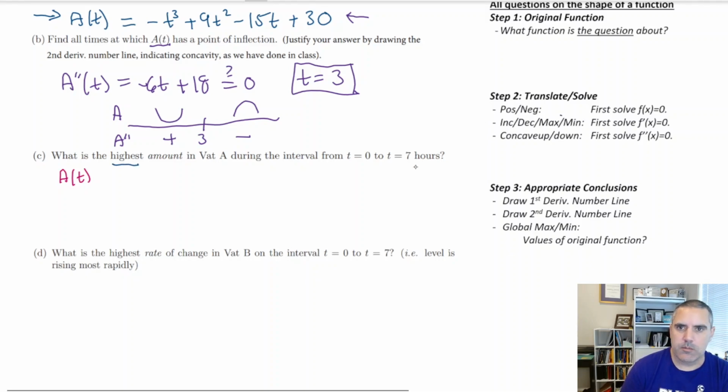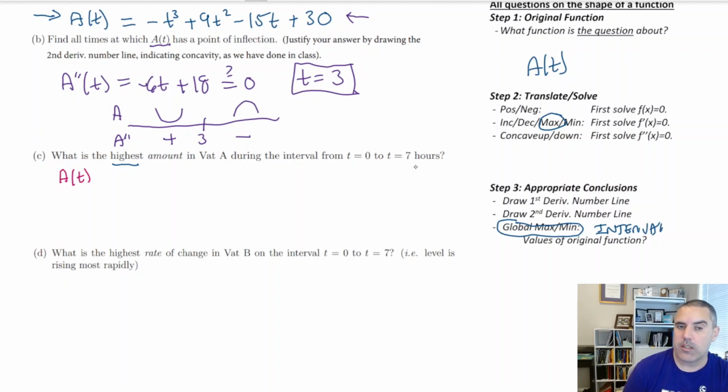Highest, max. So it's a max question. We're asking about A of t. And it's a global max question because they give us an interval. So that's this sort of question we've been talking about. What's the biggest on 0 to 7?